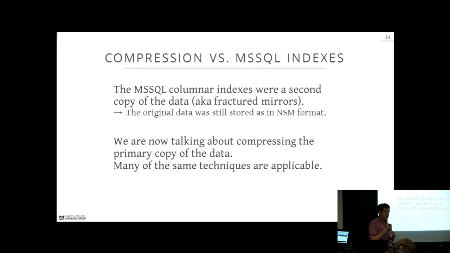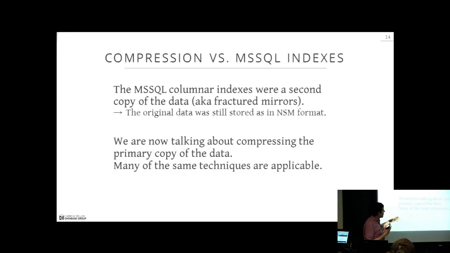The key thing to understand about what we're going to talk about today versus what we talked about before is the earlier stuff was an extra copy of the data that was stored in a columnar format, which could then be compressed using the techniques we'll talk about here. This is also called the fractured mirrors approach. You had your original row data, the primary storage of the database was always in this row format, and then you made an extra copy of it in columns, and then you applied whatever additional compression you wanted. In the paper you read, originally that was just a read-only copy of the database, but in the newer versions they can switch to an entirely column-stored database.